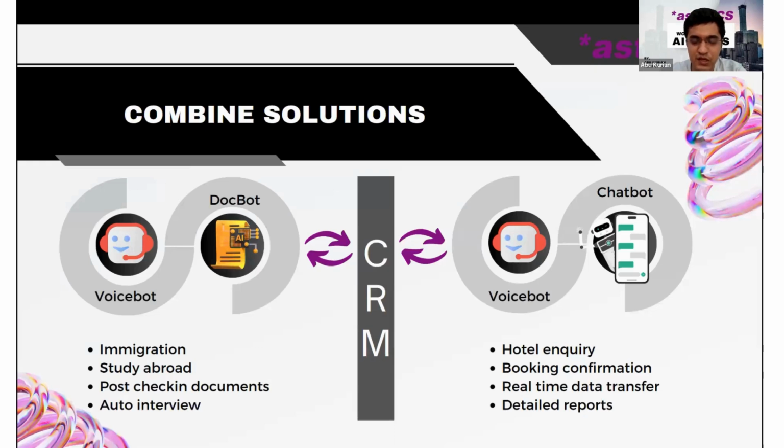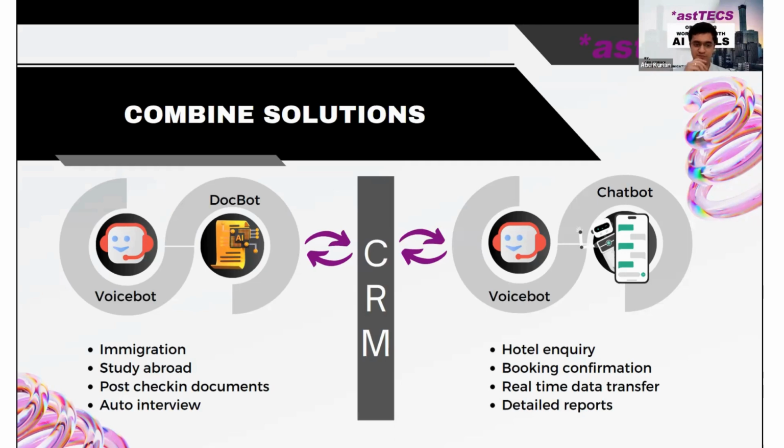Now, this is another point that I wanted to talk about. We talked about voice bots, chatbots, and docbots. We talked about them until now as independent systems that did their own functionality. Now, you can also think of possibilities where these systems work with each other. So you can have a voice bot at a given stage and pass it to a Docbot at another stage. Some examples would be things like immigration, study abroad processes, post check-in.